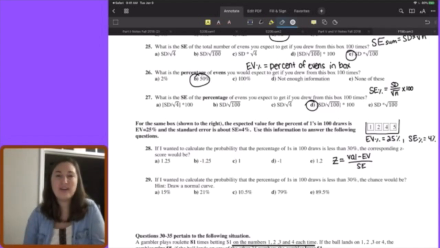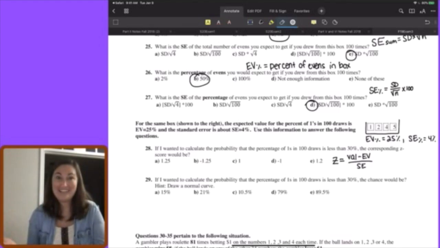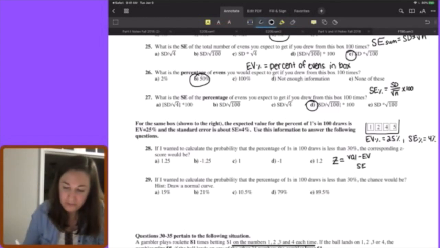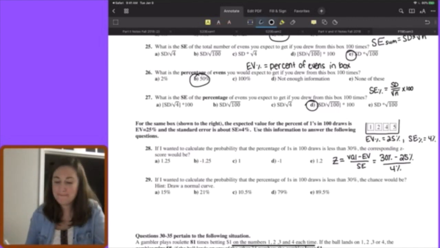Sometimes people ask me on the final, how do I know which z-score formula to use? And it just depends. Are you dealing with box models? If so, use this one. Or are you dealing with just data? Then use the other one. So let's see, my value in this case is 30%. My expected value I know is 25%, and then my standard error is 4%. So 5 over 4 gives me 1.25.